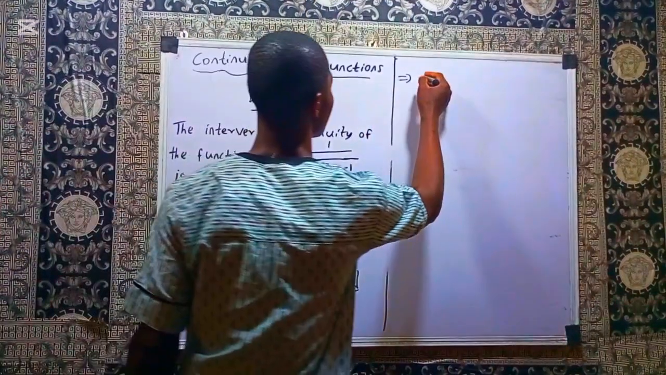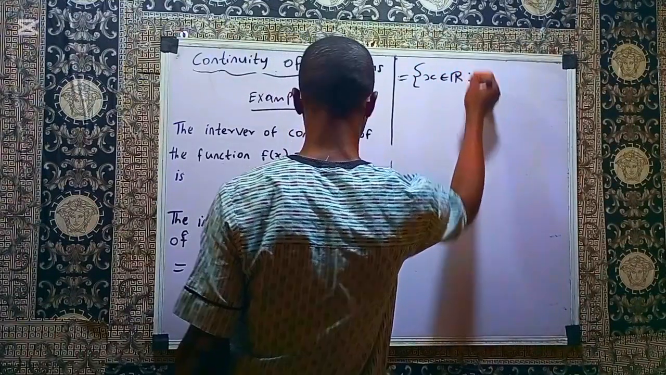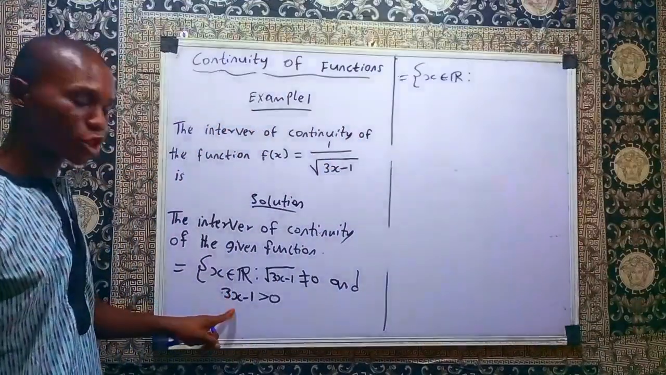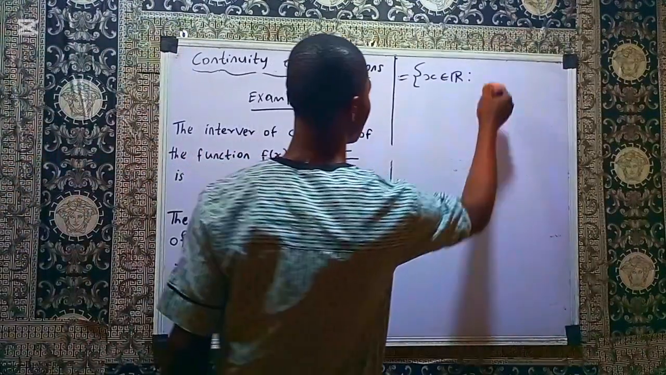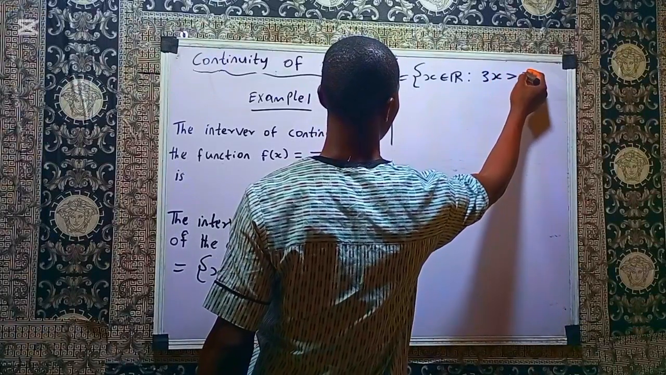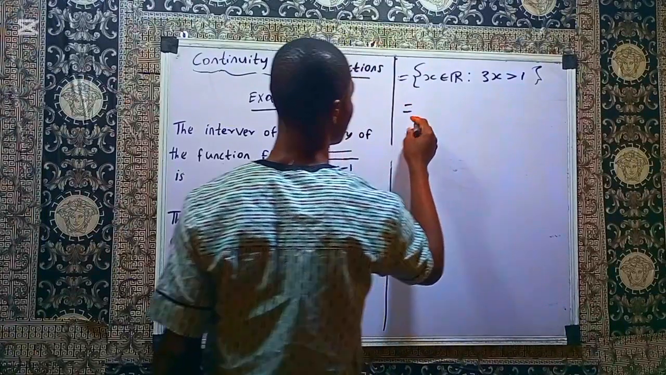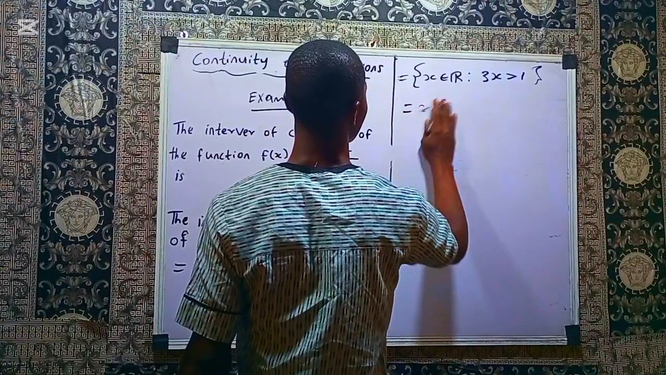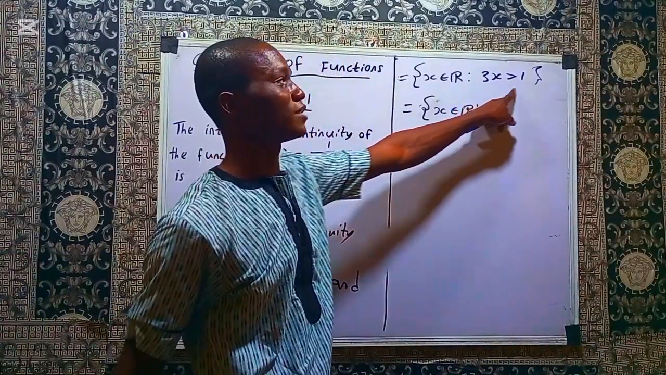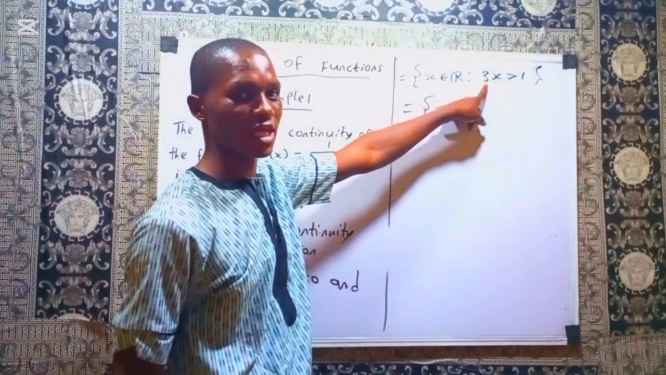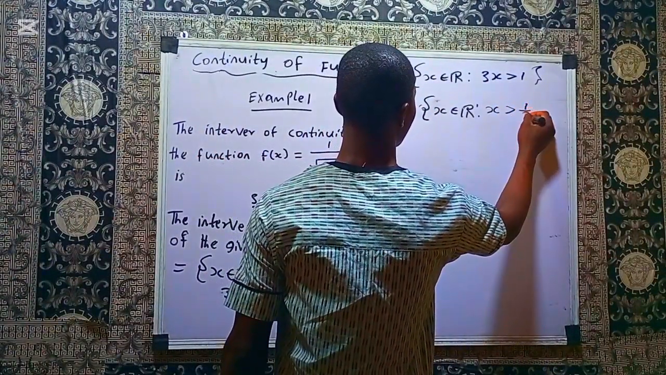So we are going to solve. This will be equal to the set of all x, elements of real numbers, such that, we are going to basically solve this inequality. We are going to move minus 1 to the right. We are going to have positive 1. So we have 3x greater than 1. So this will be equal to the set of all x, elements of real numbers, such that if you divide both sides of this inequality by the coefficient of x, that's by 3, you are going to get that x is greater than 1 over 3.